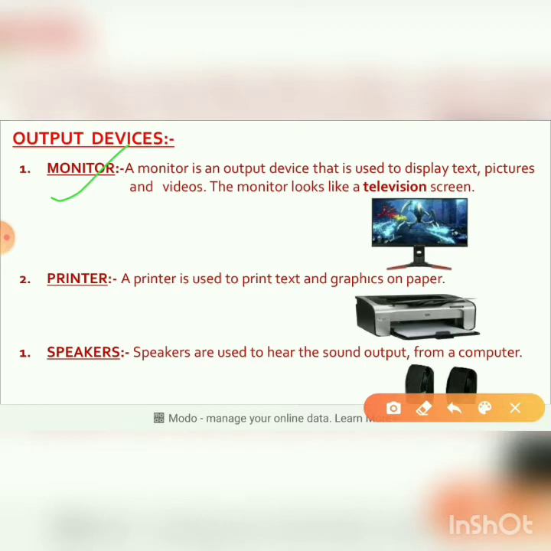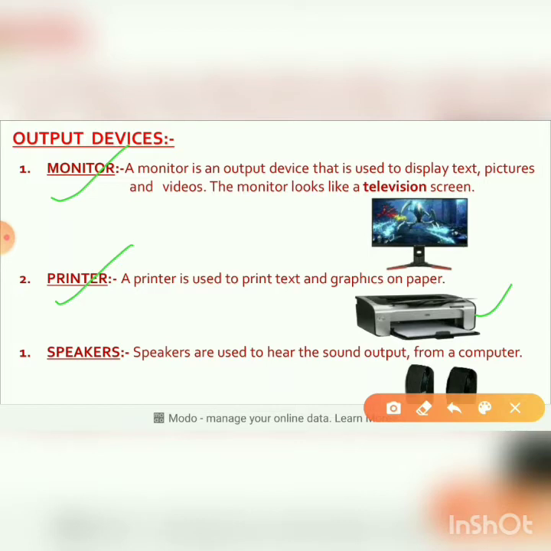Have you seen a screen at your home? Yes, TV, laptop. There are some screens. Whatever you type with the help of a keyboard is displayed on the monitor. The text or videos which you see on the monitor are called soft copy because the information is displayed for a temporary period of time.